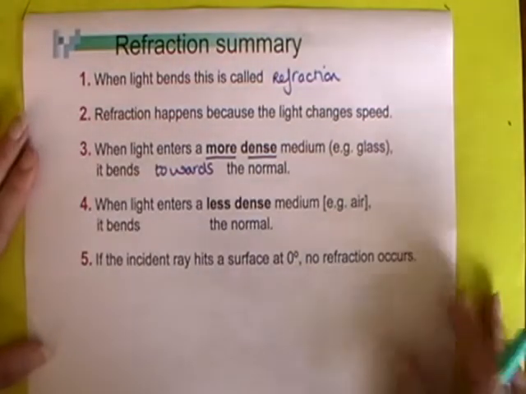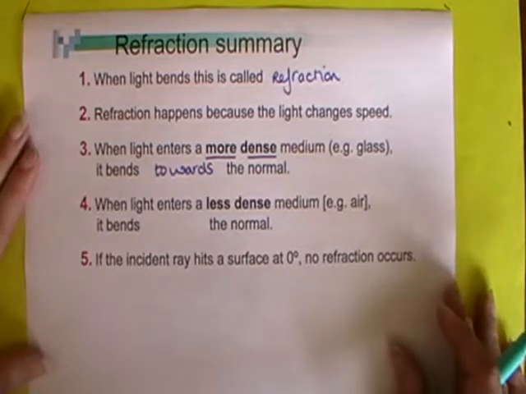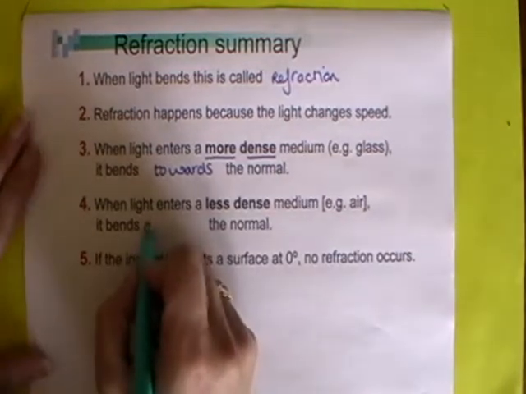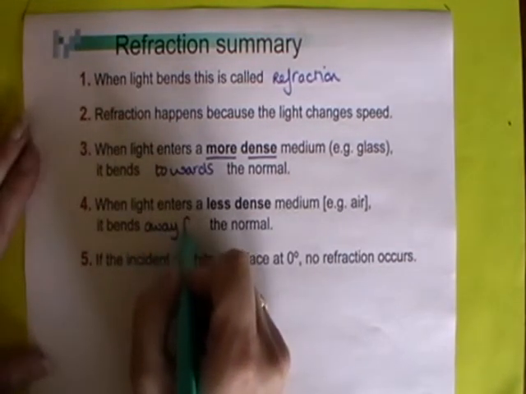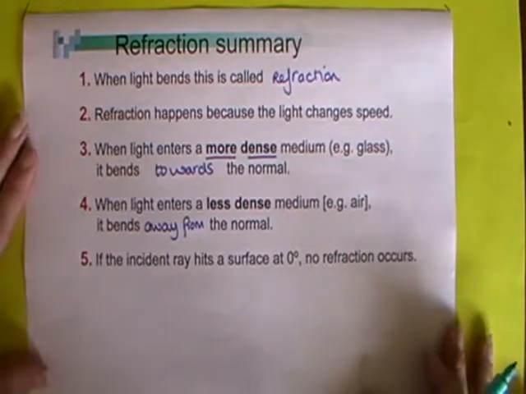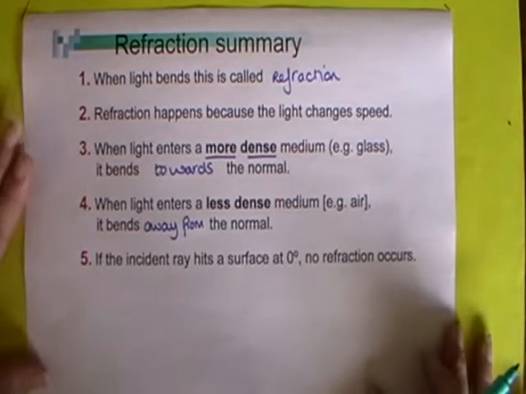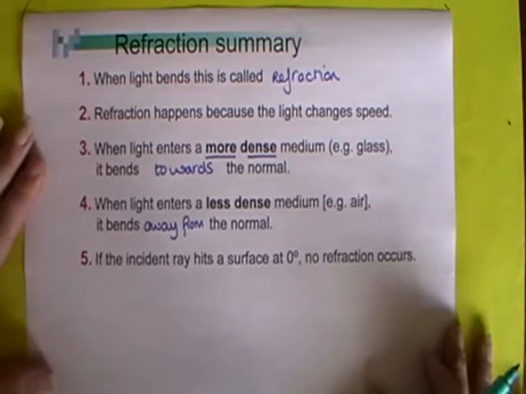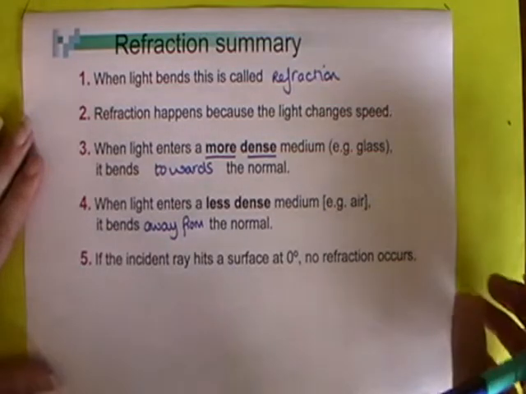Then we have the opposite scenario when light enters a less dense medium. For example, going from glass into air, it bends away from the normal. And we must be aware of which way it bends in each circumstance. Also, if the incident ray hits a surface at 0 degrees, in other words, the incident ray comes in along the normal, then no refraction occurs.